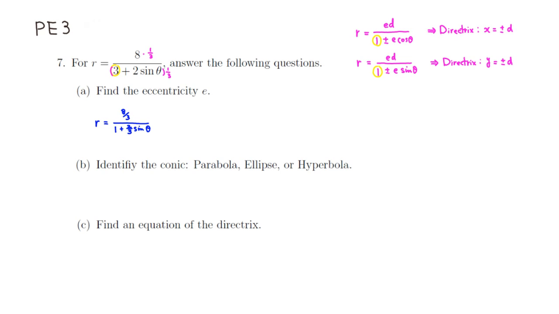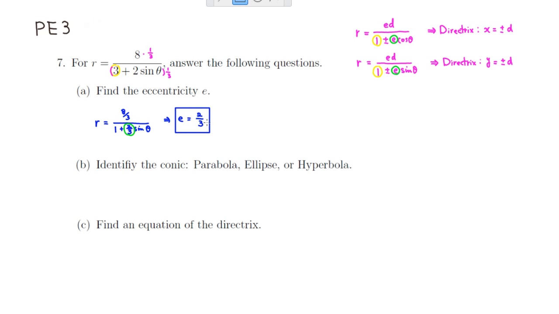Now it fits exactly in the form, and we want to find the e value. The e value shows up right in front of sine and cosine. So we know that here the e value is 2/3. This means that e is equal to 2/3. So that's part A.